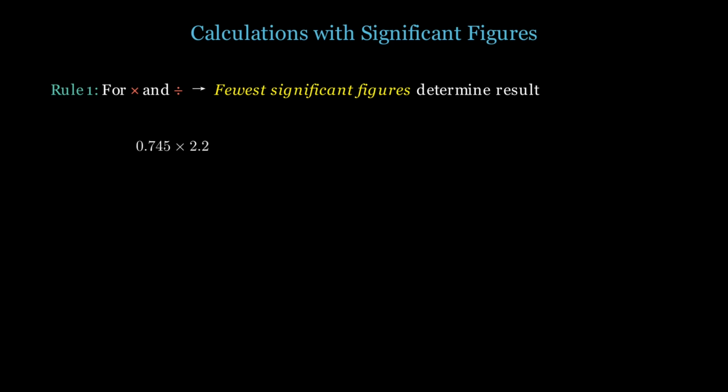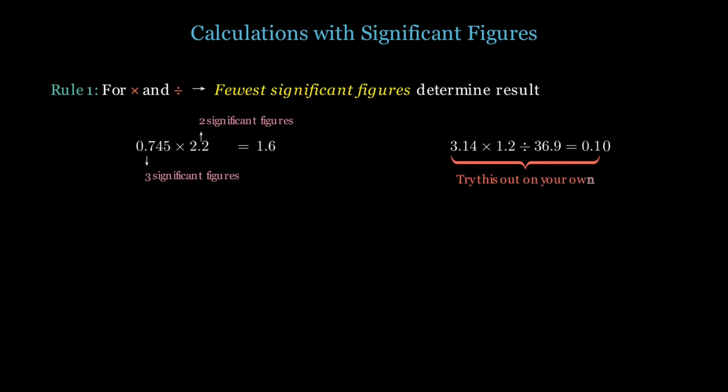For example, say 0.745 times 2.2. 0.745 has 3 significant figures while 2.2 has 2. 2 being the smaller of these two numbers, the final calculation should also have 2 significant figures. So we multiply to obtain 1.639, rounded off to 2 significant figures, and thus this gives us 1.6 as our final result. The same goes for division, and you can try this out for yourself. If you have 3.14 times 1.2 divided by 36.9, you should end up with 0.10.